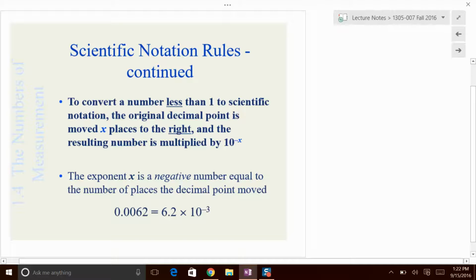Now, if it's less than 1, if it's a small number, we have to move the decimal backwards. So I still put it after the first digit, the first non-zero digit, okay, 6.2, and I moved it 1, 2, 3 places. 1, 2, 3, so it goes to the negative 3 in the reverse direction. 6.2 times 10 to the negative 3.